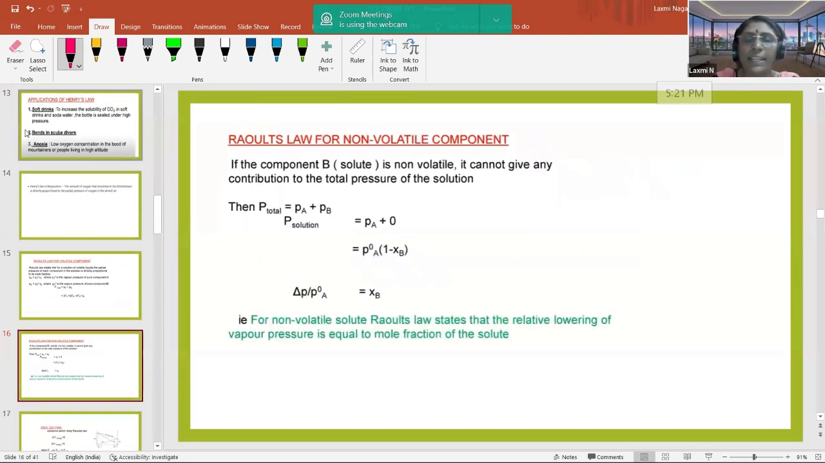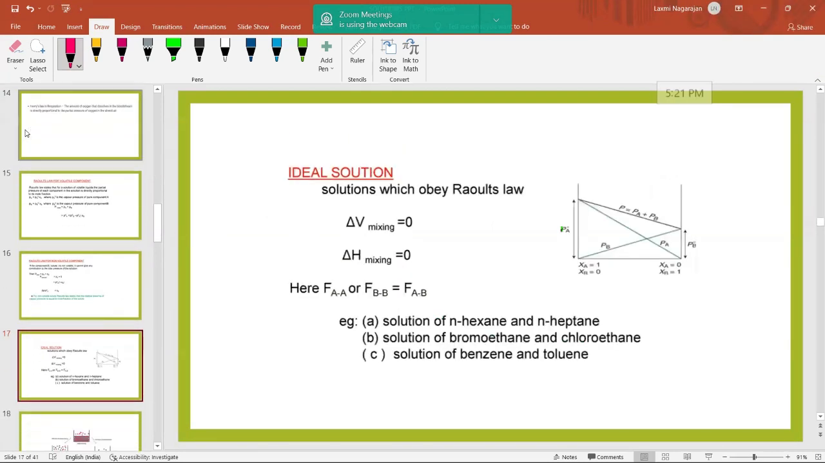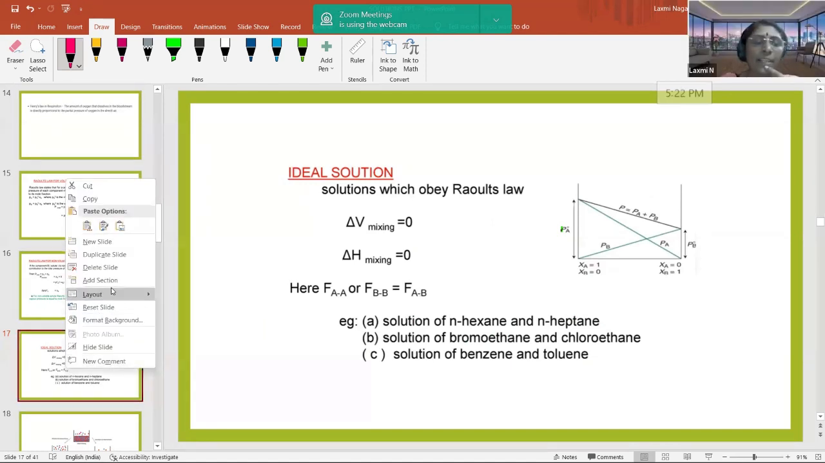Please tell me where I need to elaborate. Skip, ma'am. Can move. What about the graph? Should we do a little bit of this graph? Yes, ma'am. Yes. How to explain the graph?